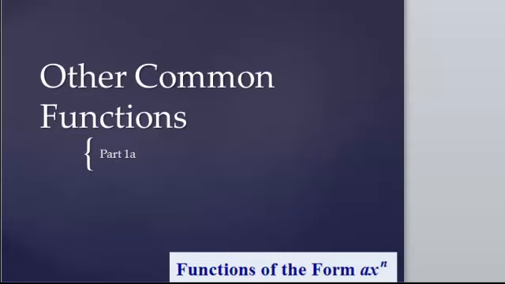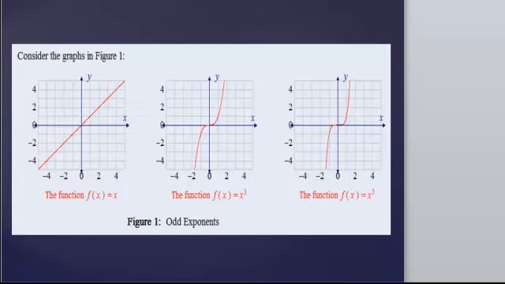In this section, we will be taking a look at other common functions, and the first type we'll be looking at will be of the form ax to the n. So let's have a look at one with odd exponents. You remember the identity function, f of x equals x, is a straight line at a 45-degree angle that passes right through the origin. Okay, this is kind of a parent function. Well, so is this one, f of x equals x cubed. X cubed functions always make this curved shape like this.